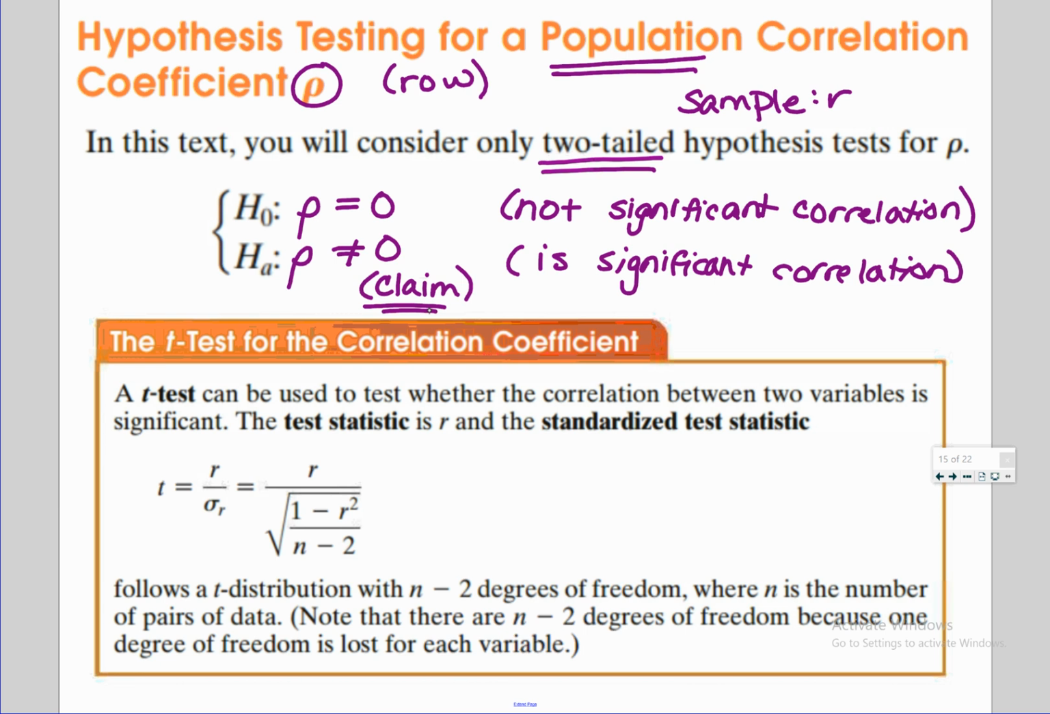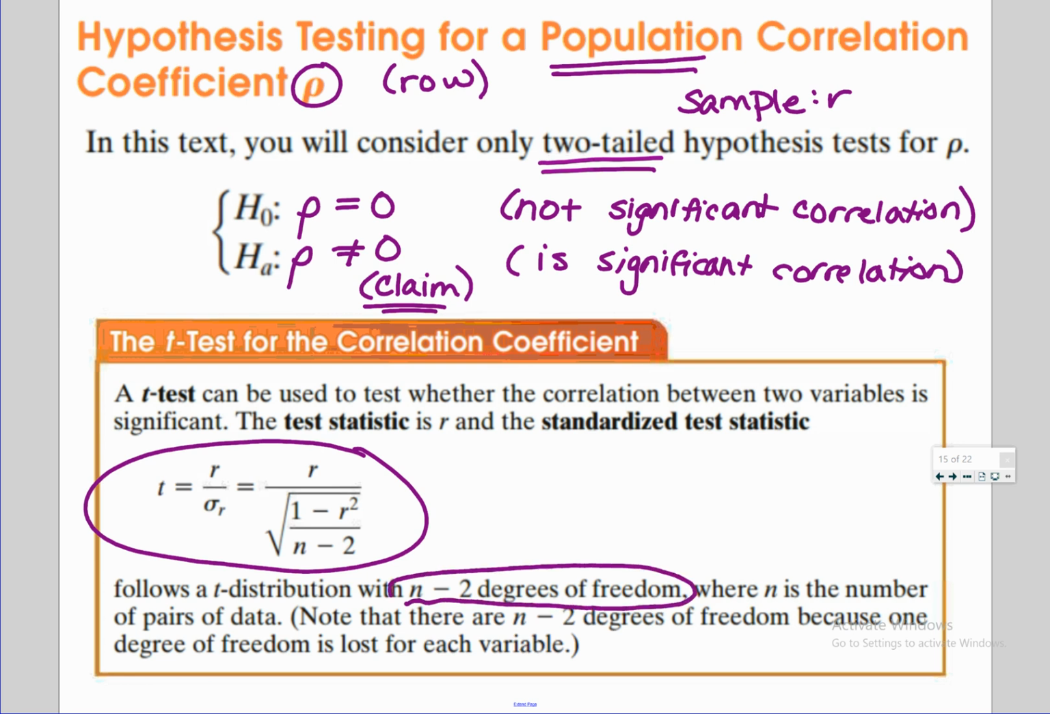To get our t value, the formula changes quite a bit from the one we did when we were testing for a population mean. So we're going to find r. If we don't have it already, we will probably use a calculator to find it, just because there's quite a bit of work involved with that. And then in the denominator, 1 minus r squared over n minus 2. Again, n is the number of data points that you have. And then you're going to compare that to your critical values.